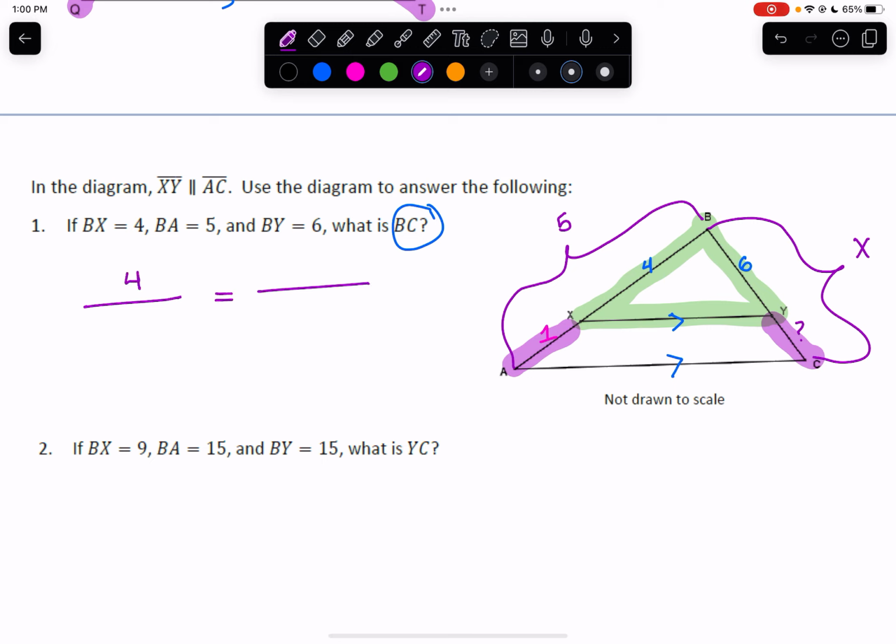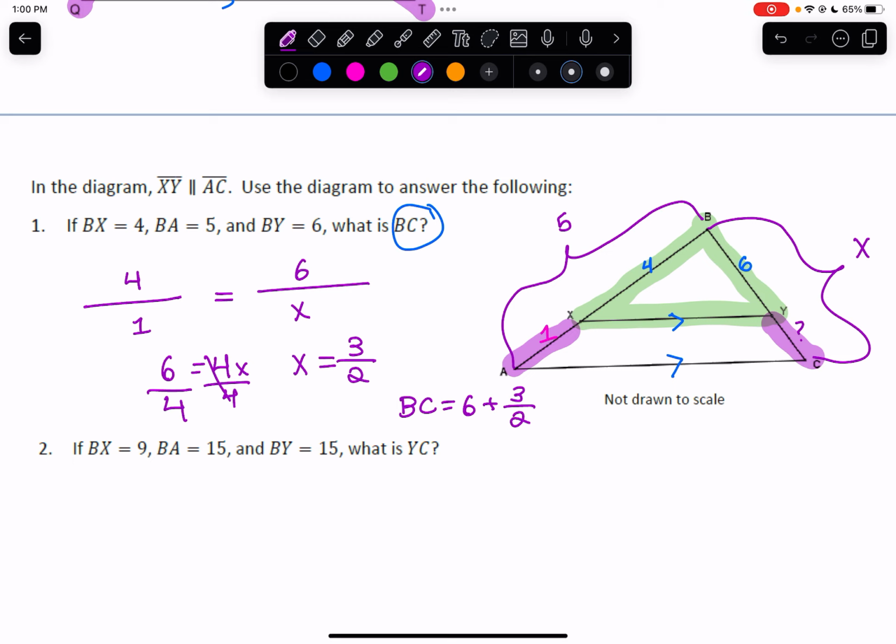So we have the top is 4, cut off is 1, top is 6, cut off is unknown. Cross multiply. So x will be equal to 3/2. To get BC, it is equal to our original 6 plus 3 over 2, which is 1.5, for a total of 7.5.